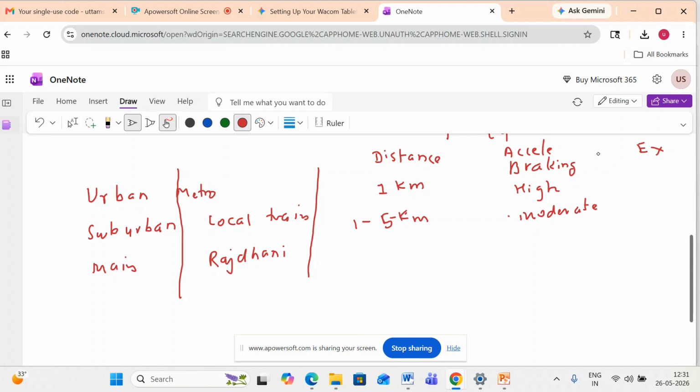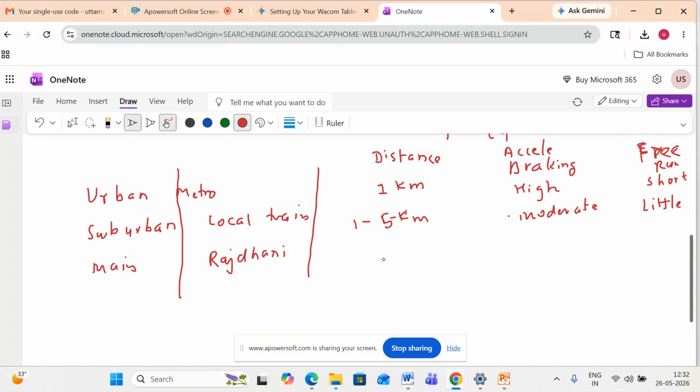What about free running? You can understand the free run phase. In the urban, the free run is very, very short. Almost it is not at all available, or sometimes it is not available. For the moderate case, it is a little bit available.